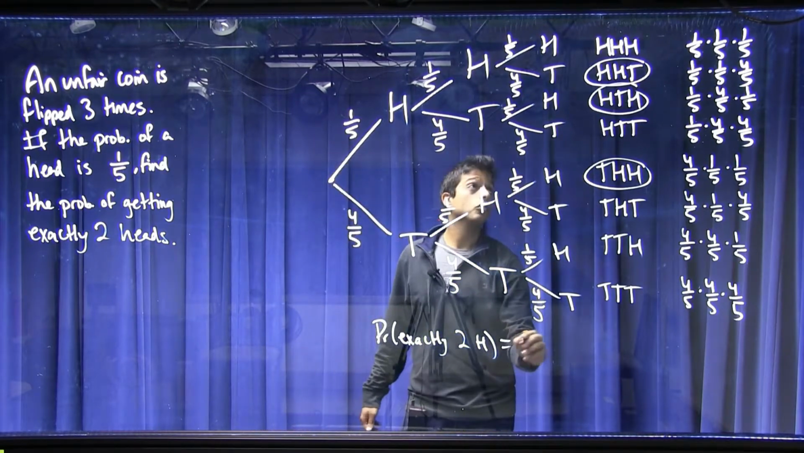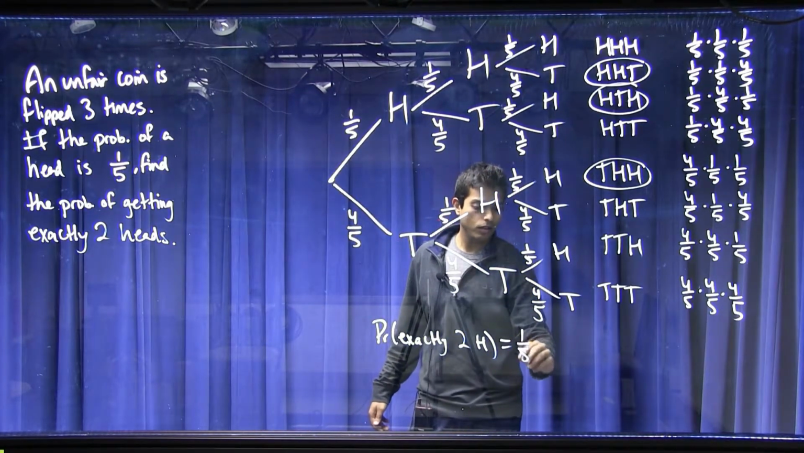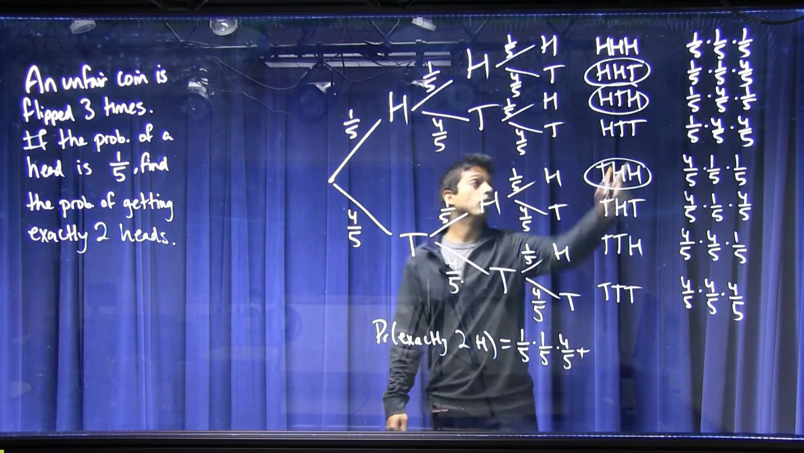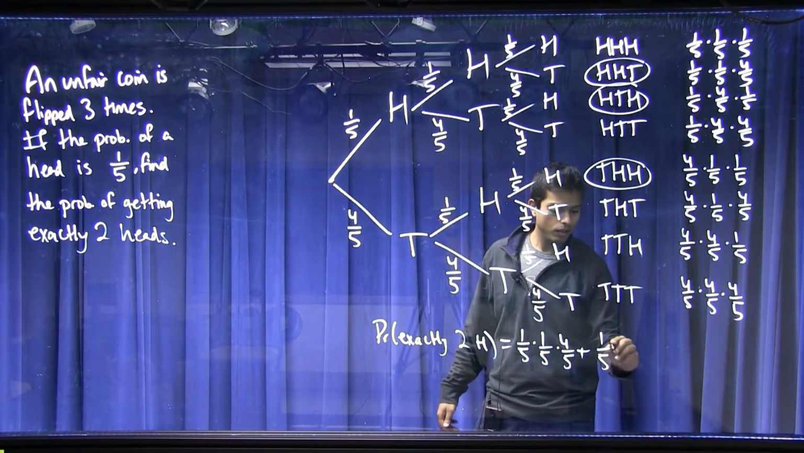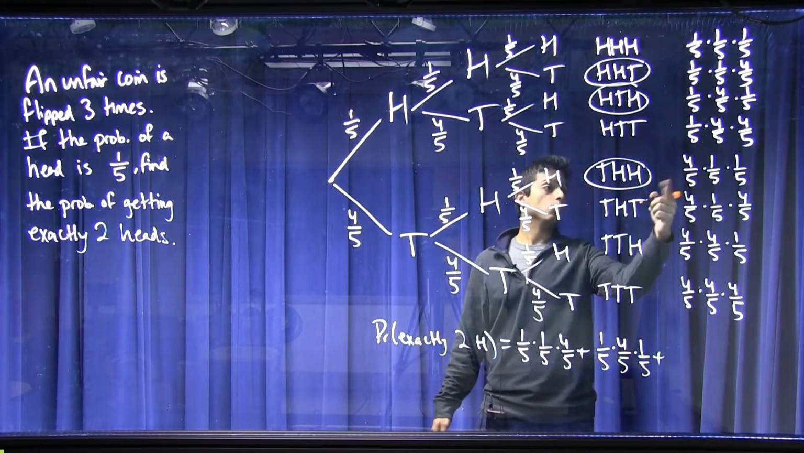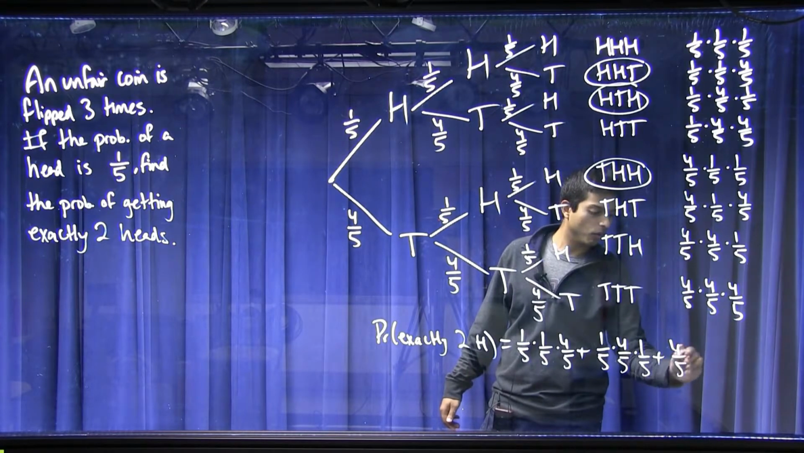what we have there. So the first one is 1/5 times 1/5 times 4/5. The second one is 1/5 times 4/5 times 1/5. And the third one is 4/5 times 1/5 times 1/5.